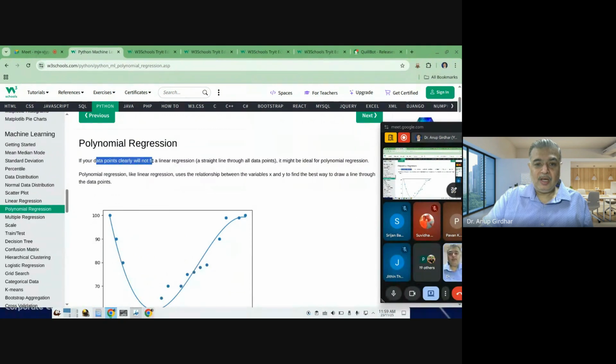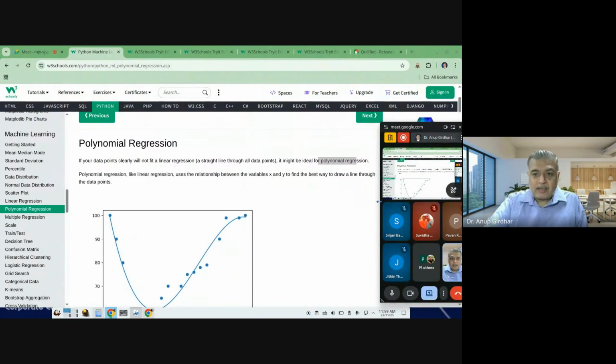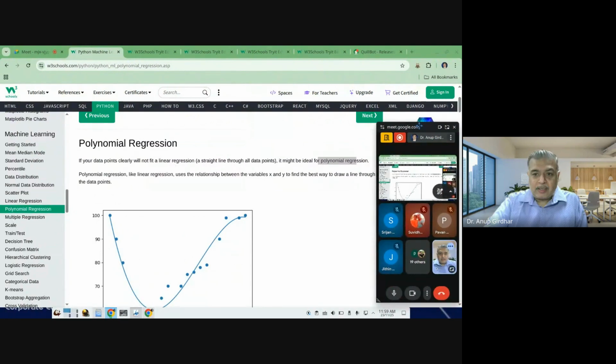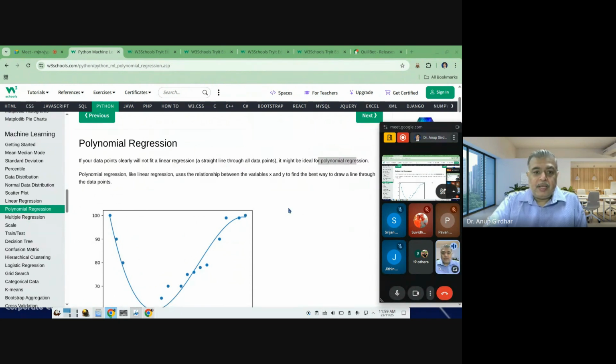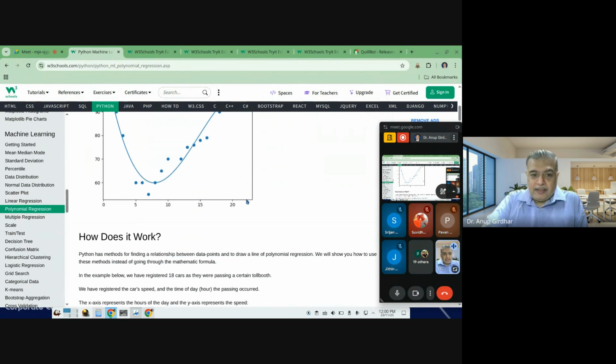If you have data points that clearly will not fit in a line, and it is not going to fit everything into the line, then what is the best practice? The ideal regression algorithm is called polynomial regression. This is how we are supposed to do it, and this is the best practice which we used to follow. Next, polynomial regression, like linear regression, uses the relationship between the x and y variables to find the best way to draw a line through these data points. These are the common data points which we are targeting.